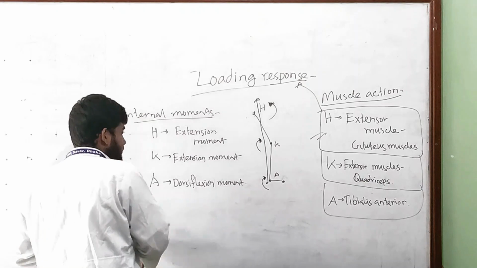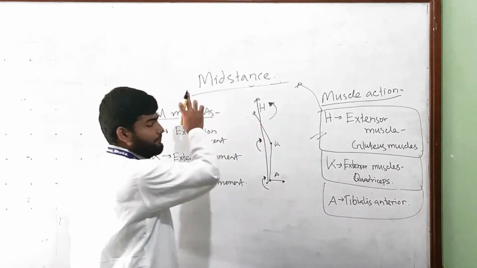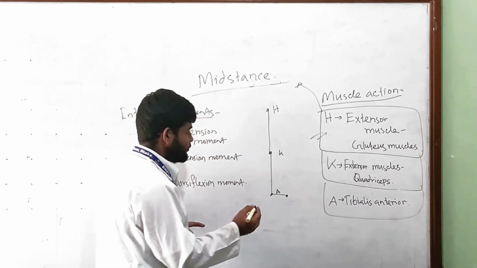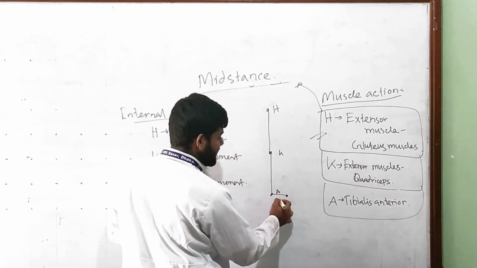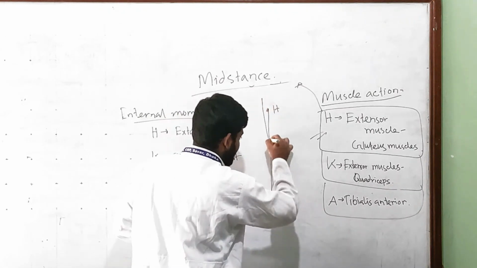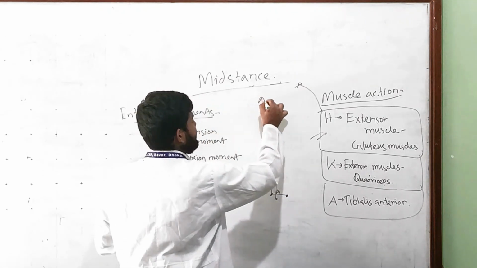Now we have mid stance. For the mid stance, the ground reaction force will go anteriorly from the ankle joint, anteriorly from the knee joint, and posteriorly from the hip joint. This will look like this.